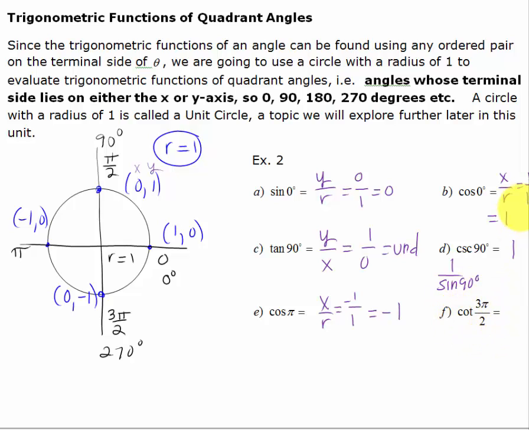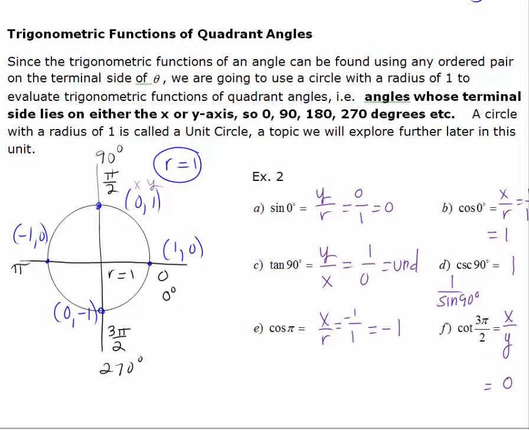The cotangent of 3 pi over 2, we're going to look at the ordered pair (0, -1). That's on the terminal side of 3 pi over 2. The cotangent is x over y, and so the cotangent is going to be 0 over -1, or just 0.